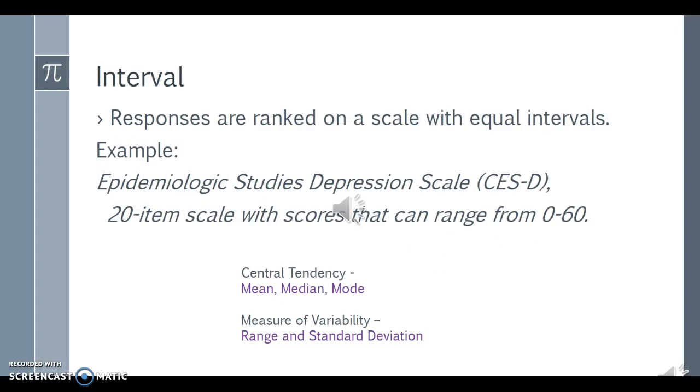The third level of measurement is the interval level. And responses are ranked on a scale with equal intervals. An example of this is if you use the Epidemiologic Studies Depression Scale. It's a 20-item scale with scores that can range from 0 to 60. So in other words, you have a range of scores that are equally distributed within their intervals.